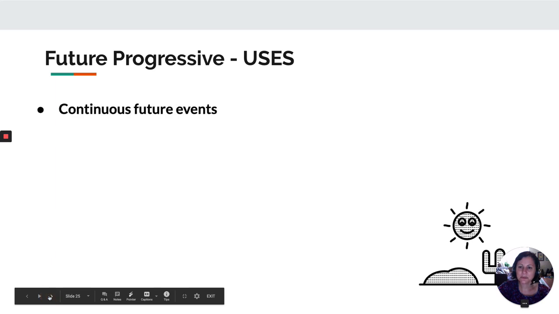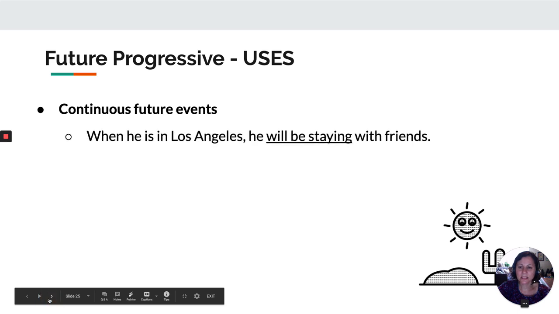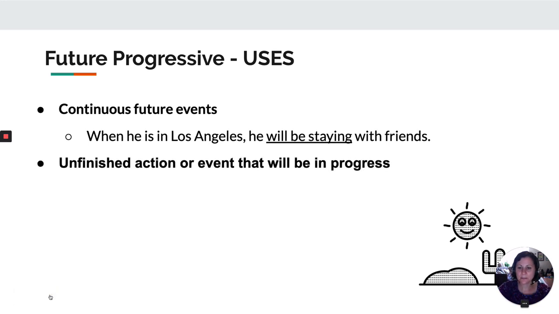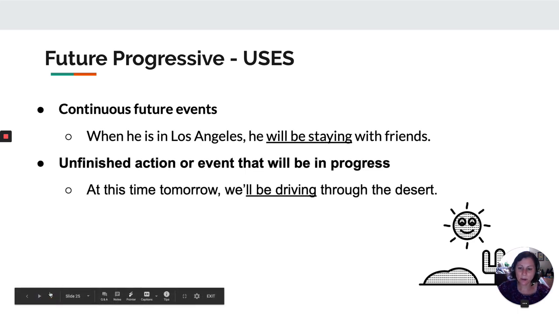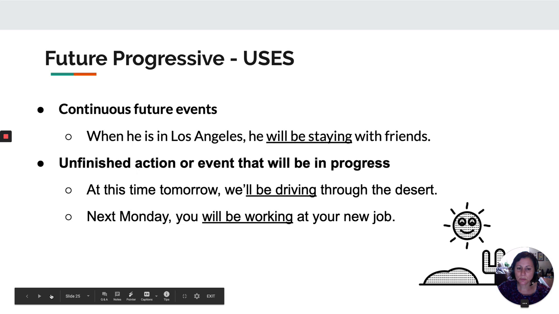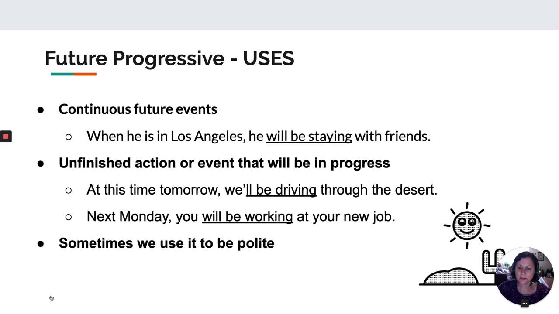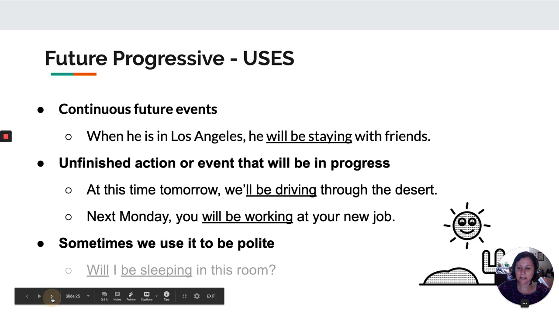How do we use the future progressive? There are 4 continuous future events. When he is in Los Angeles, he will be staying with friends. This will be going on for a duration. Or something unfinished, or that will be in progress. At this same time tomorrow, we'll be driving through the desert. This will be in progress at that time. It's not going to be finished. Next Monday, you'll be working at your new job. Sometimes we use it to be polite, like, will I be sleeping in this room?